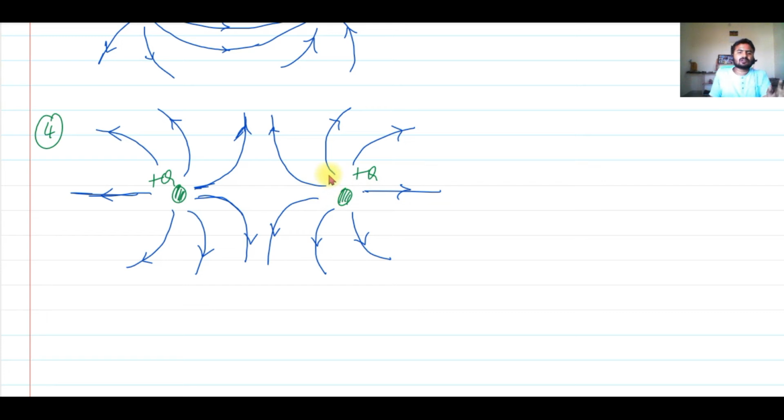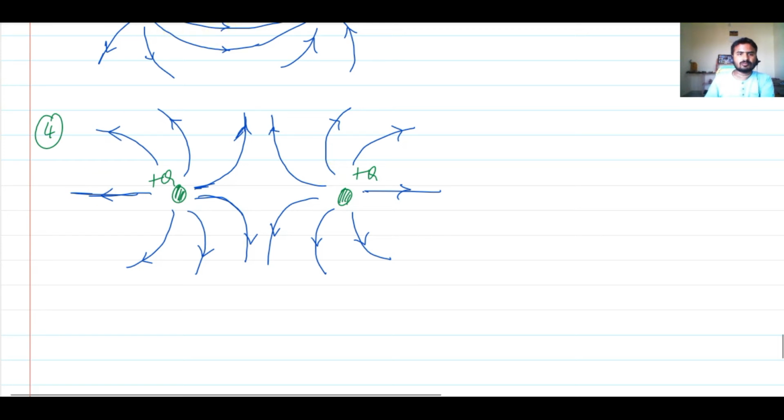Suppose instead of these two positive charges, I had two negative charges, then what will happen? If it is two positive charges, the electrical field goes away from them. If both are negative charges, then the electrical field lines will come inwards. You just have to change the direction of the arrow mark, that's it. Because electrical field lines start from positive charge and terminate on negative charge. Due to a negative charge, electrical field lines are radially inwards. Due to a positive charge, electrical field lines are radially outwards. So here the arrow marks are radially outwards, right?